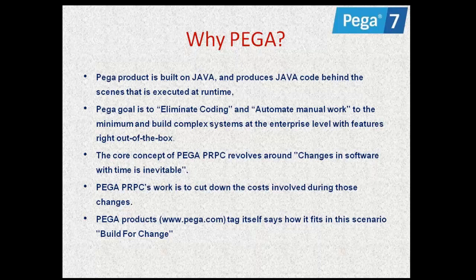Normally a PEGA application will reduce the time. Development time is very less. So if any application takes 2 years in Java, we can develop it in PEGA in 8 to 10 months or 1 year. Maximum time is 1 year. So automatically it will benefit all the clients and the organization.